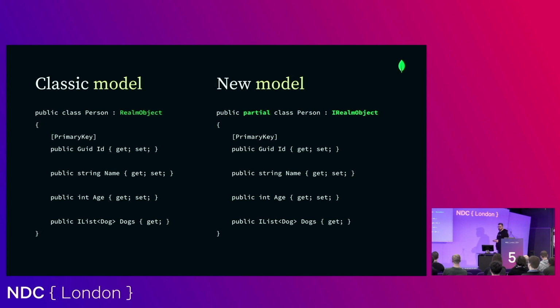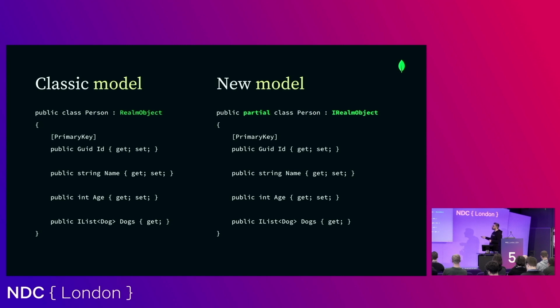What you have here on the left, in this classic model, is the way that developers could define their classes before with weaving. So you have your class, you have your properties, and then you have your class deriving from RealmObject. What you have here on the right is the new model definition, the one with the source generator approach. The properties look the same, the attributes look the same. The two major differences are that the class is partial, and that instead of having a base class, now we can finally have this interface.